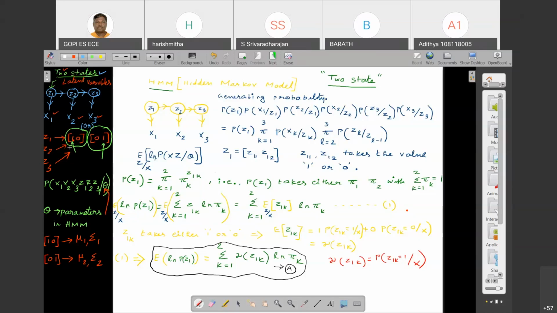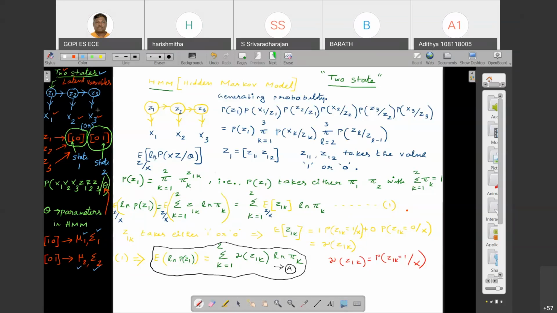Z3 can take the value 1 0 or 0 1. So this is state 1: 1 0 means state 1 and 0 1 means state 2. So each state follows some density function. That is what I am saying: both states follow a density function, Gaussian. For state 1 we have a mean vector mu1 and covariance matrix sigma 1, and for state 2 we have a mean vector mu2 and covariance matrix sigma 2.